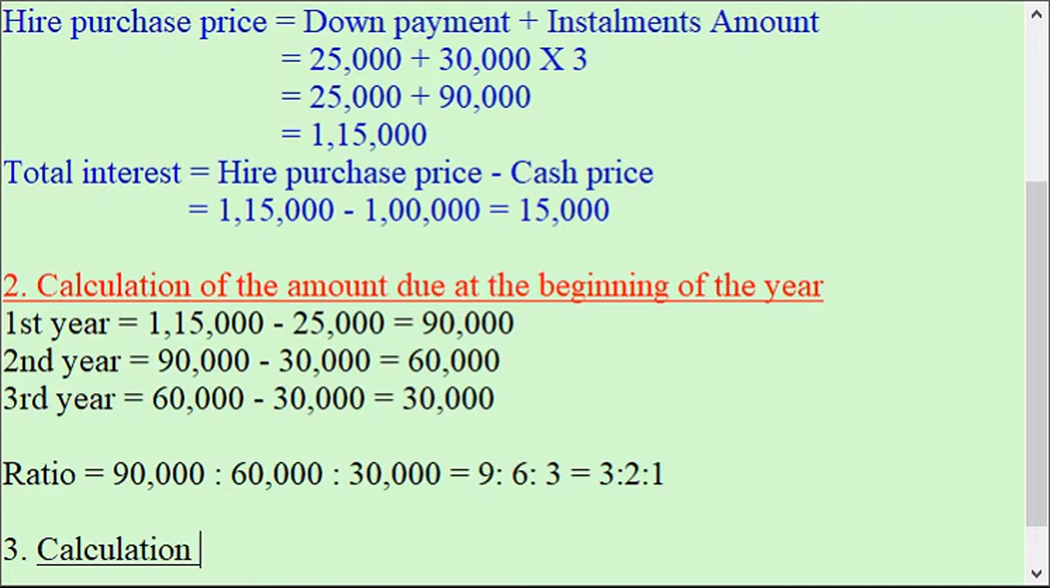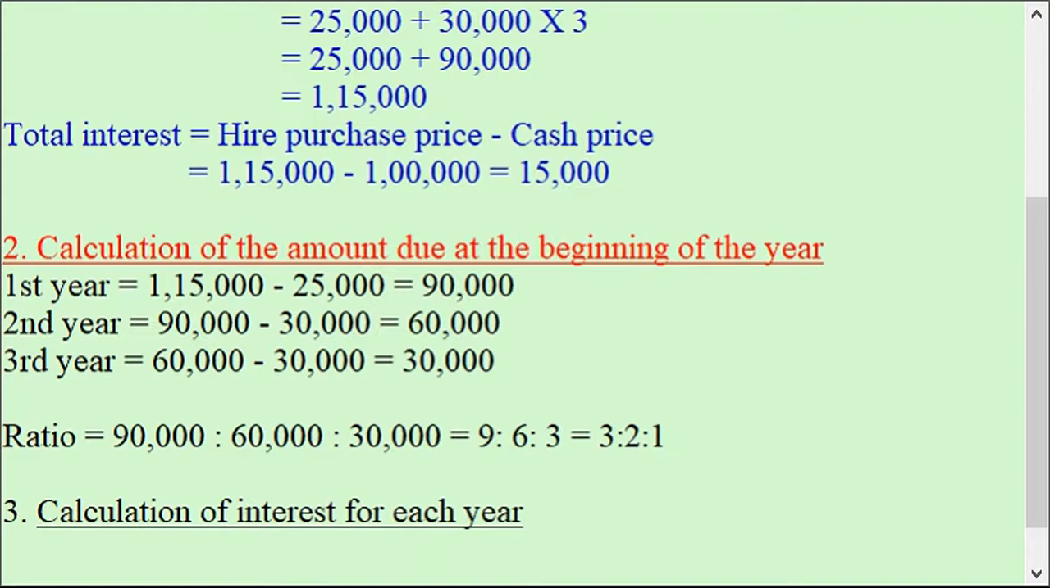Calculation of interest for each year. So the total interest I have paid is rupees 15,000. That's for all the 3 years put together.